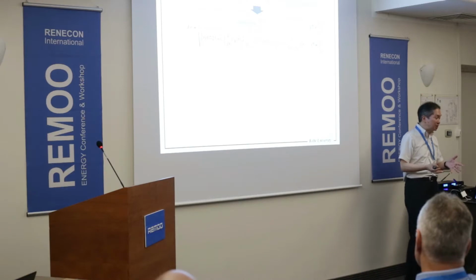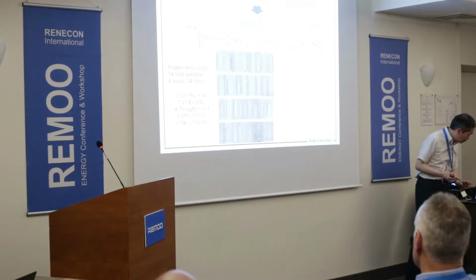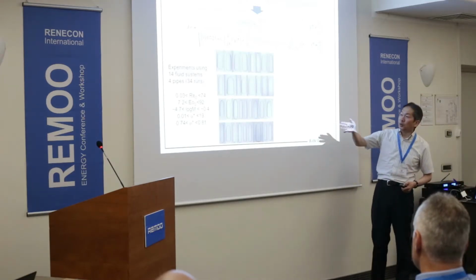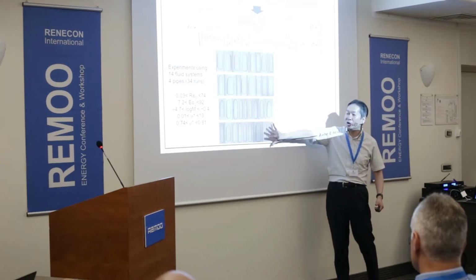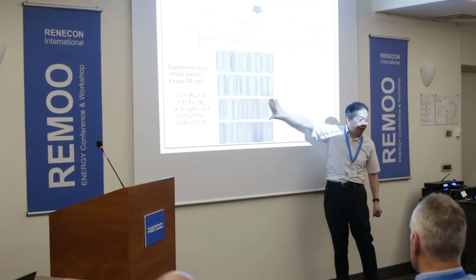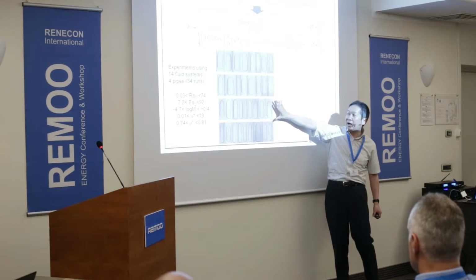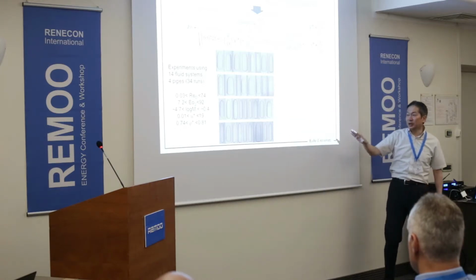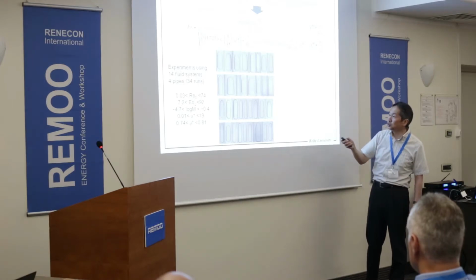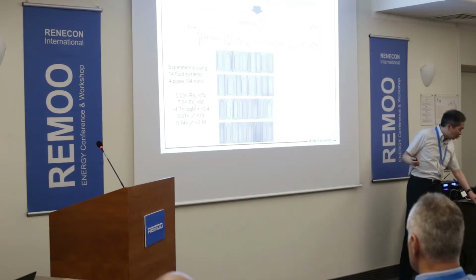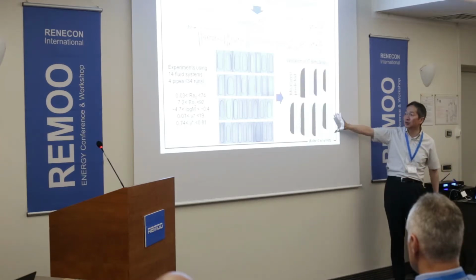again, the experimental data, so we did experiments using 14 fluid systems and 4 pipes. We carried out 34 runs to obtain these different Taylor bubble shapes, Taylor drop shapes. Okay, in this case, because we cannot change the density ratio and viscosity ratio so much, what we did first is a comparison with the interface tracking simulation.